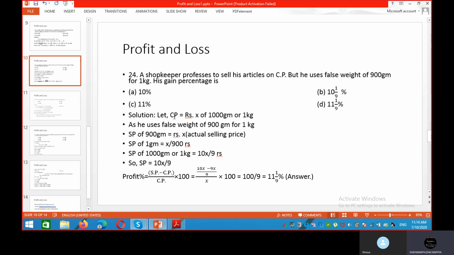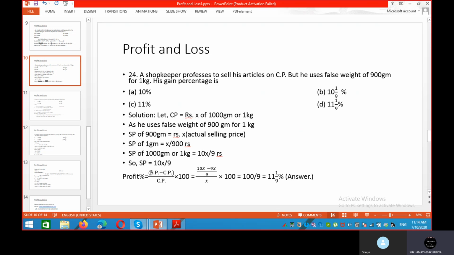Solution. Let CP be rupees X for 1000 gram or 1 kg. As he uses a false weight of 900 gram for 1 kg, SP of 900 gram is rupees X, the actual selling price. SP of 1 gram is X by 900 rupees. SP of 1000 gram or 1 kg is 10x by 9 rupees. So SP is equal to 10x by 9.